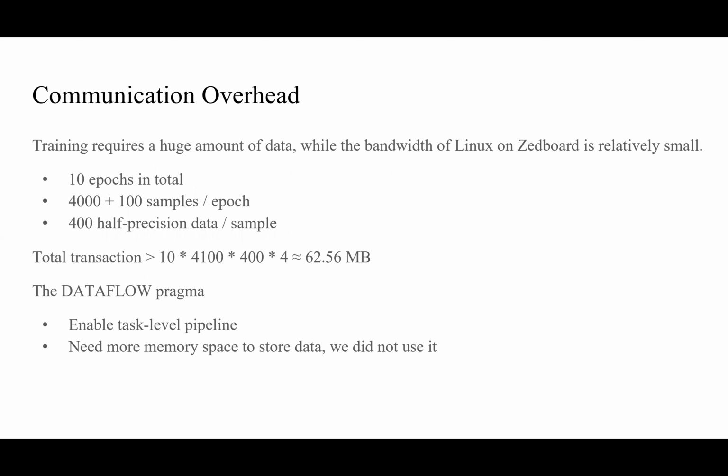And the communication overhead is a big portion of our performance. As I just mentioned, our data size is huge. The total transaction needed is around 60 megabytes. It results in a large communication overhead. One solution for that is the dataflow pragma, which can enable task level pipelining. It allows a function to start operation before the previous function completes all its operations, which can potentially decrease the communication overhead. But this pragma needs to duplicate arrays to minimize dependency. And since our memory resource is limited, we did not use it.